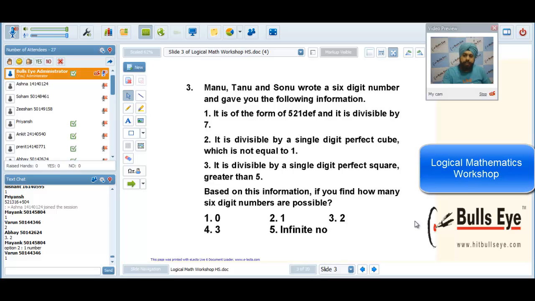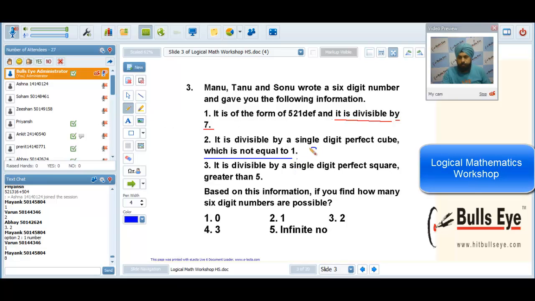Again, two approaches to answer this, guys. First of all, you want a number which is divisible by 7, by a single-digit perfect square not equal to 1, you all know it is 8, and by a single-digit perfect square greater than 4, I think that is also very well known. It is 9.